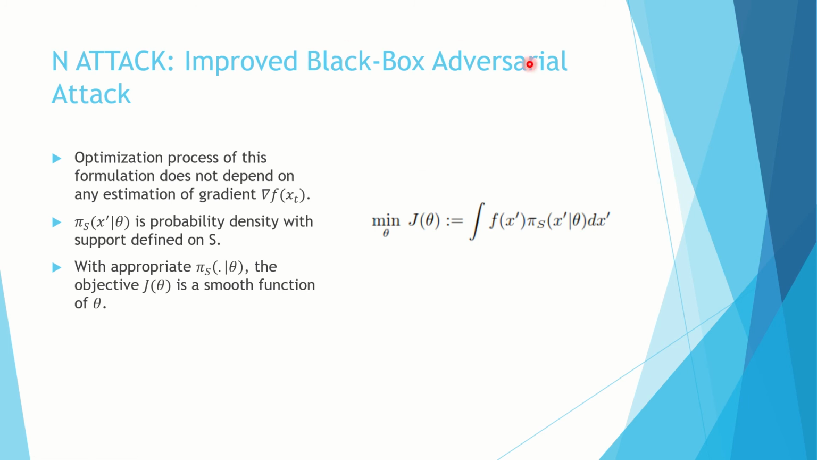In the improved black box adversarial attack, we eliminate this heavy calculation by replacing it with the probability density, denoted S tilde, and based on this probability density distribution, we can find the smooth function of theta.